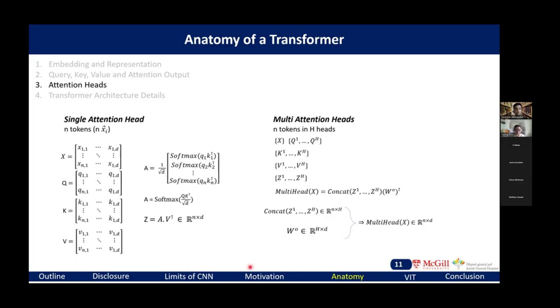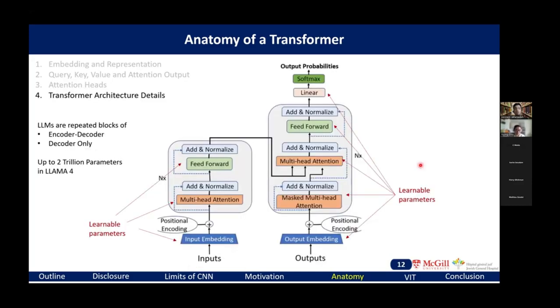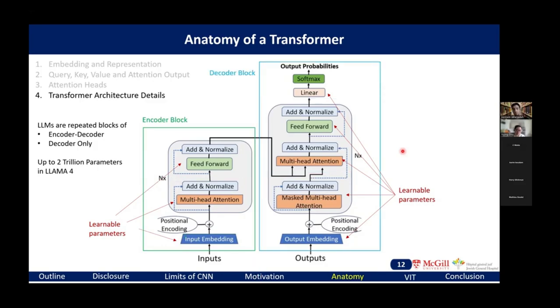Okay, so now that we know what embeddings are, how the attention mechanism works, and how we can parallelize all of this information through attention heads, now we can talk about the architecture of the transformer. The transformer itself has two components. It has the encoder block, and then it also has the decoder block. So it's two separate things.